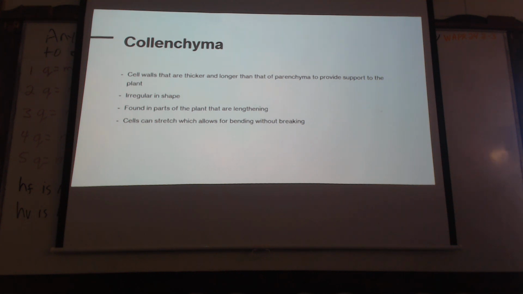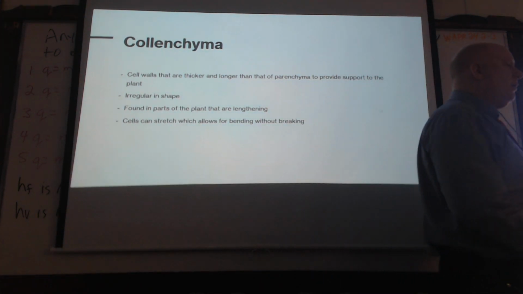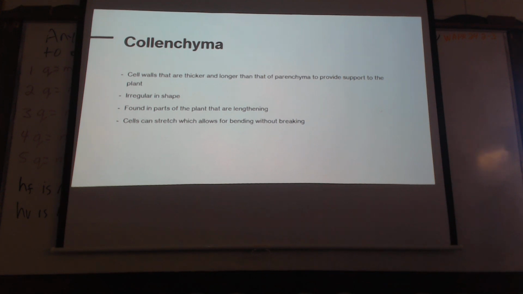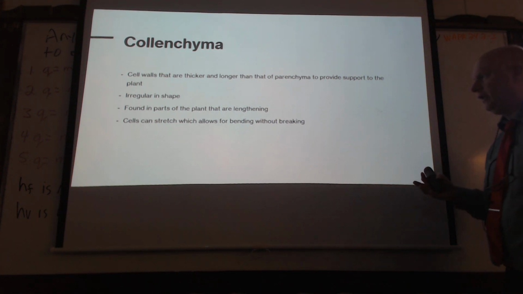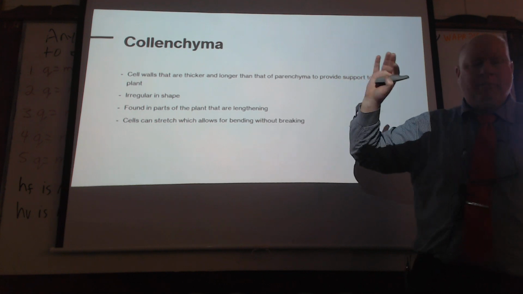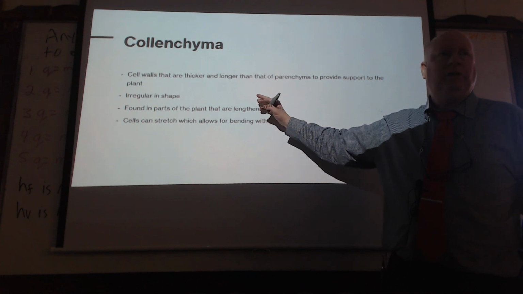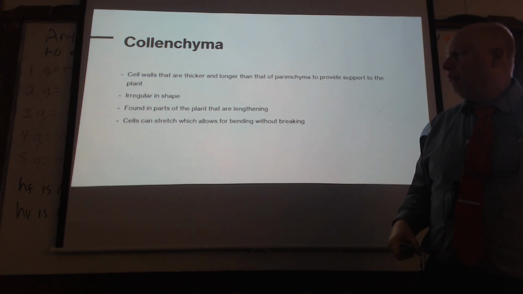So with this, here's a clue. Found in parts of the plant that are for lengthening. Where would that be? More so in the stems. It's not that the roots don't elongate. Yes, they do. But here we're talking about getting a lot taller more than anything else. And this would be a clue here: cells that can stretch, which allows for bending and not breaking. That's why some of these trees can stand 20, 30, 40, 50, even 300 feet tall and not break, because they can bend. That's what gives trees their strength. They can bend without breaking.